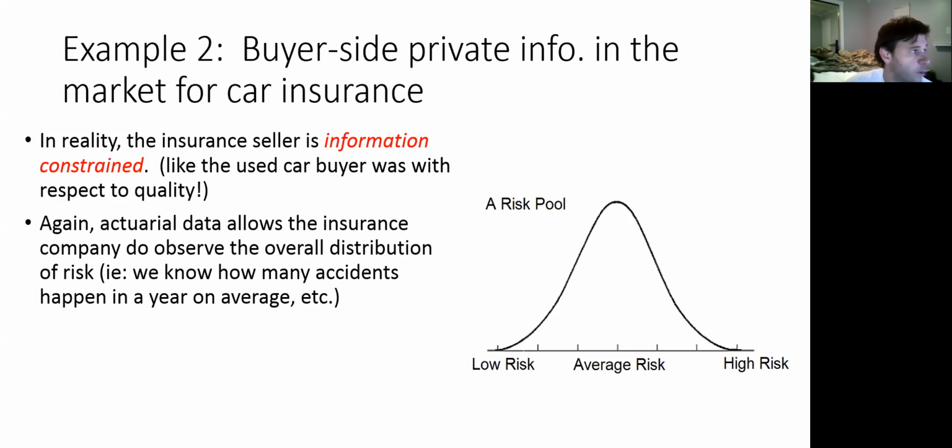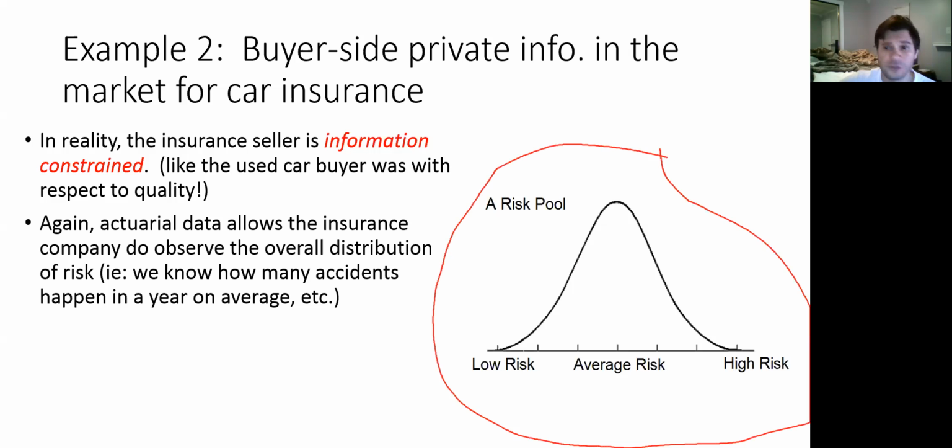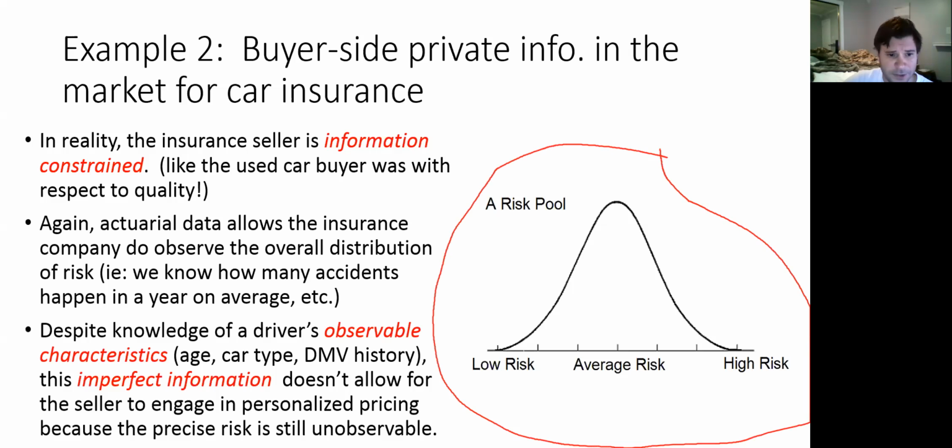That being said, the seller, again, is not blind, right? They do have this actuarial data, which lets them observe the distribution of risk. And again, despite the knowledge of a driver's observable characteristics, right, their age, their car type, their DMV history, those observable characteristics are imperfect information and don't allow the seller to engage in this personalized pricing scheme that we had discussed in the previous slide. That's sometimes referred to as first-degree price discrimination, when you're charging every single person a different price on every unit that they buy.